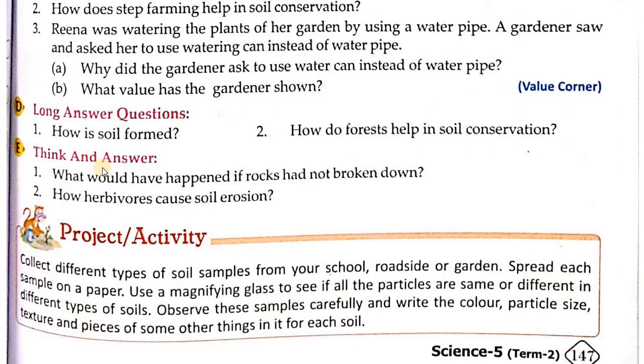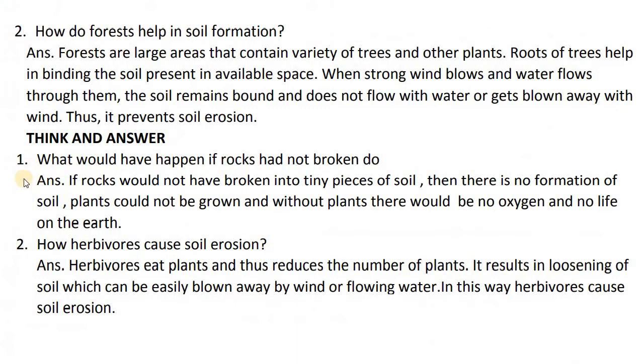The last part we have think and answer. We have 2 questions. Question 1. What would happen if rocks had not broken down? Answer. If rocks would not have broken into tiny pieces of soil, then there is no formation of soil. Plants could not be grown, and without plants, there would be no oxygen and no life on the earth.